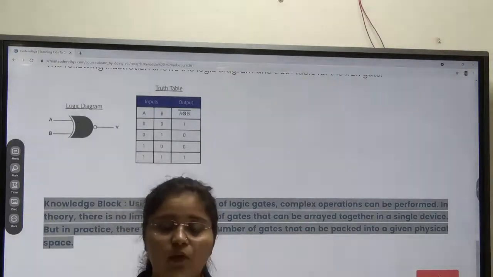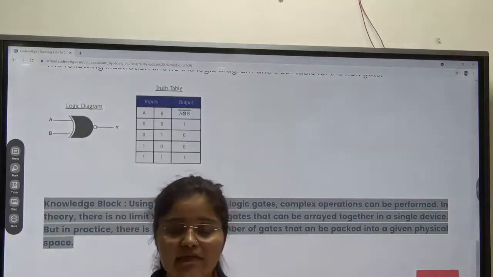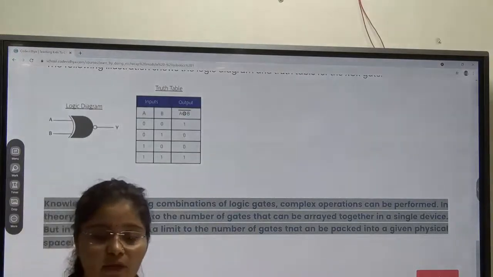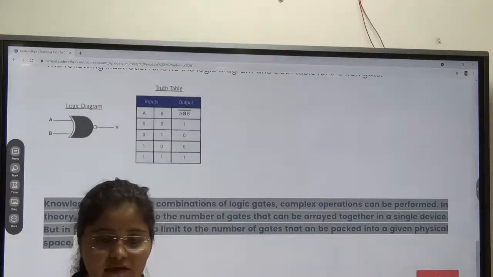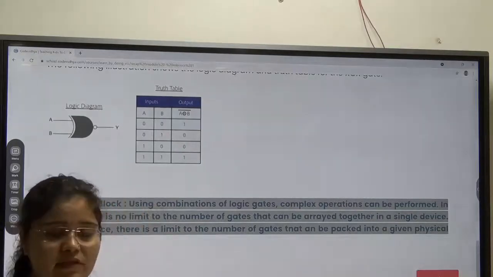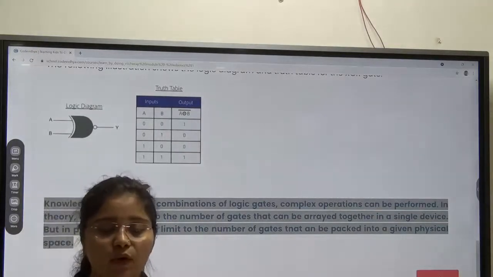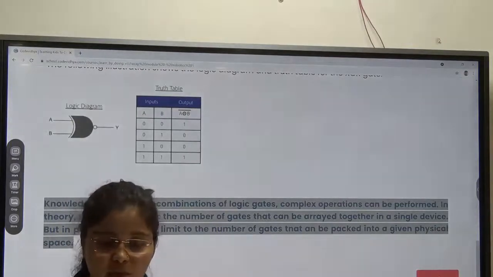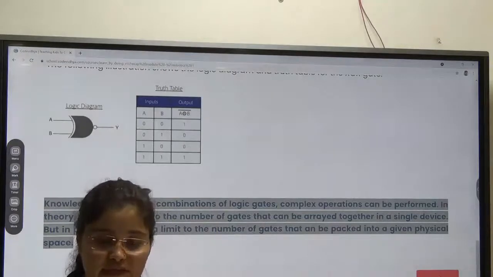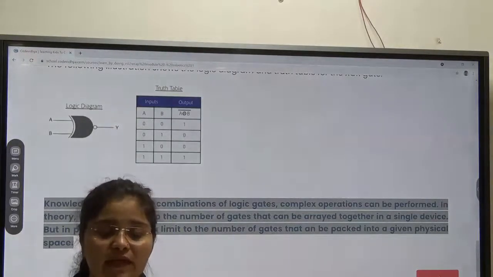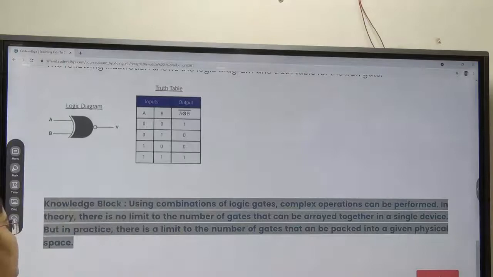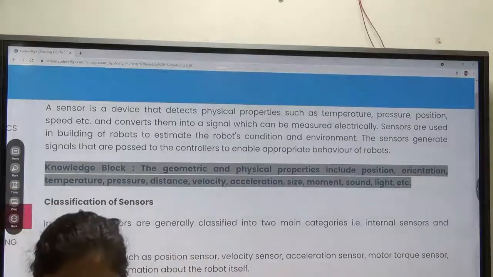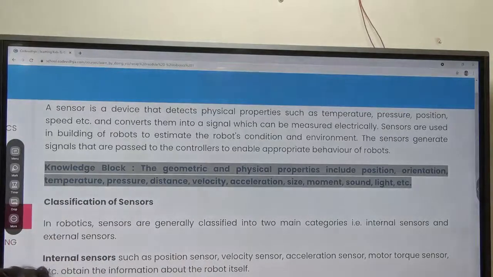So what is written here? Like we have read OR gate, AND gate, NAND gate, but it is not necessary, there is no limitation. If you are going to design a complex logical operation, then we can combine all the gates together. So this is not a limitation that we can only use the AND gate or only the OR gate. For complex equipment or complex operations we have to perform, we are going to design different kinds of gates at one place. Okay, so this is the knowledge block.